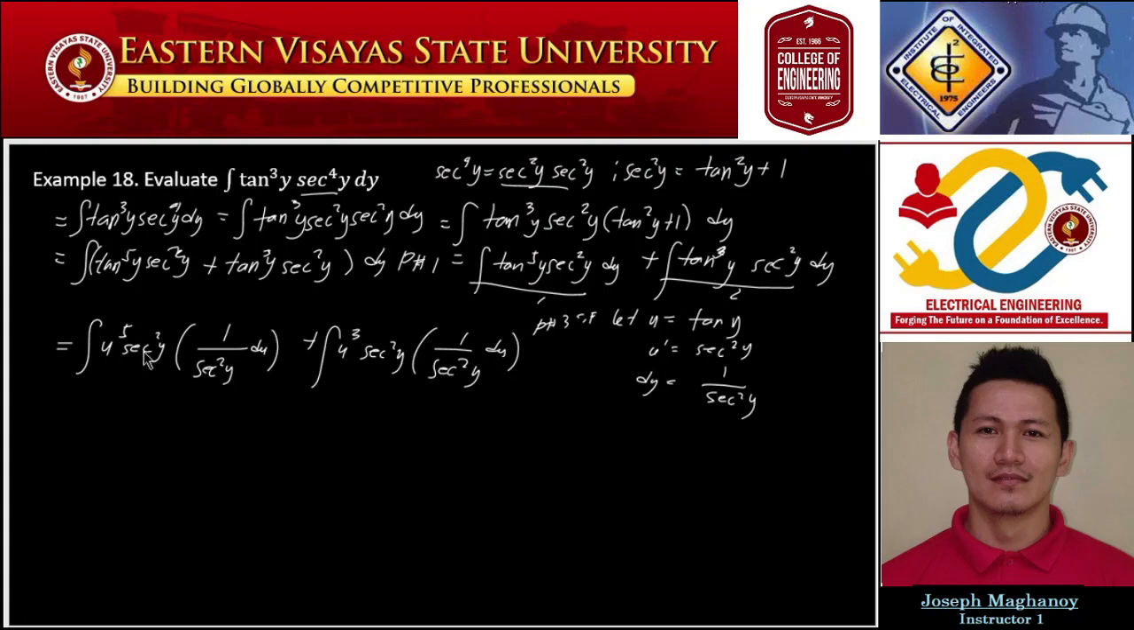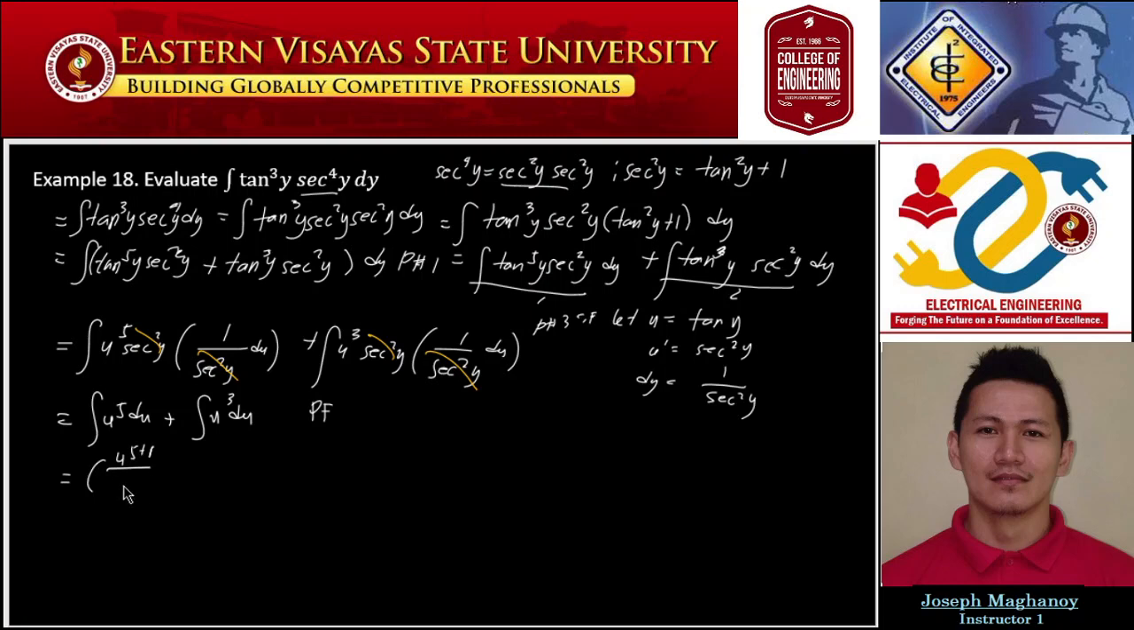Okay, we cancel some common terms. So secant squared y, secant squared y, secant squared y, secant squared y. The remaining function is the integral of u^5 du plus the integral of u cubed du. Now our function is ready for our power formula. So we apply our power formula.